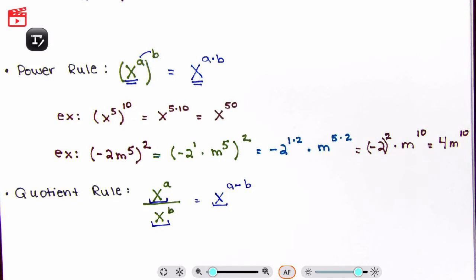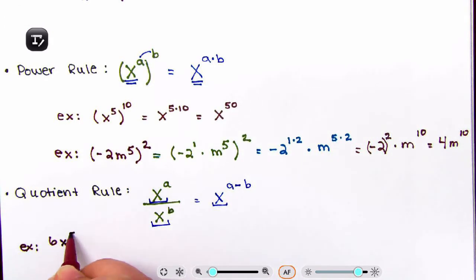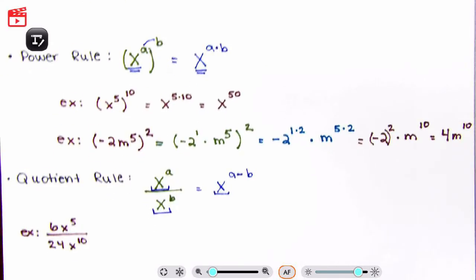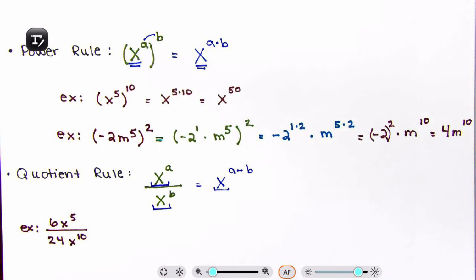Let's do a quick example here. So if I have 6x to the 5th power divided by 24x to the 10th power, we're going to separate this out just like we did here because we have multiple terms.